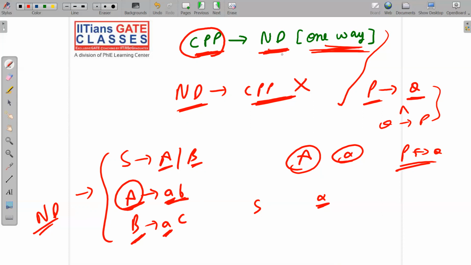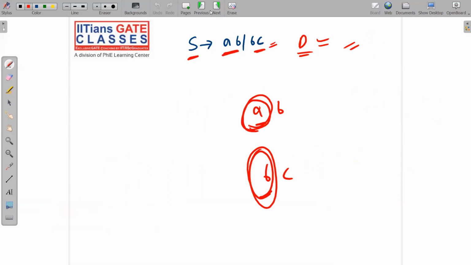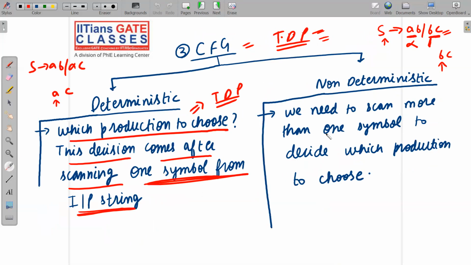Non-determinism is only one thing. That means we are not able to decide which production to choose after scanning one symbol from the input string. That's it. See the previous slide. Non-determinism means we need to scan more than one symbol to decide which production. That's it. This is non-determinism.